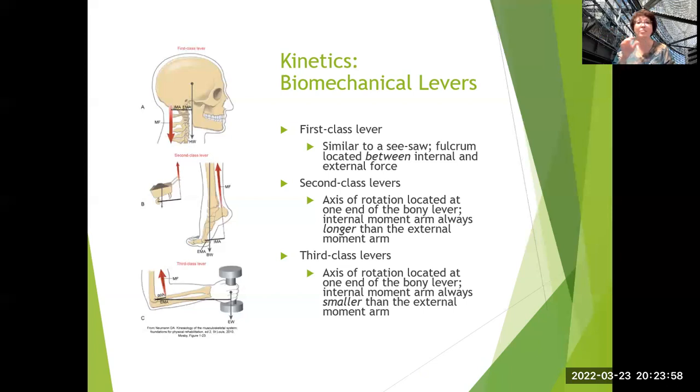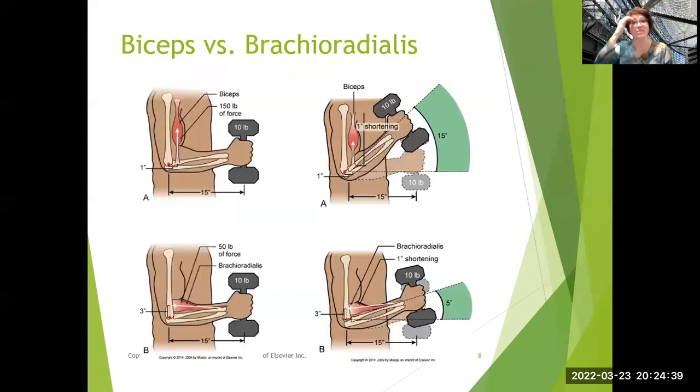Third class levers are where the axis of rotation is located at one end of the bony lever, just like the second class, but the internal moment arm is closer to the axis than the external moment arm. The example in the body is the biceps curl with the dumbbell. The external moment arm is gravity pulling the dumbbell down. The internal moment arm is the biceps pulling it up, and the attachment of the biceps is closer to the axis than the load is. We'll talk about this over and over again, and it will make sense. And then we'll add nice little frills like gravity later on, just to make it interesting.